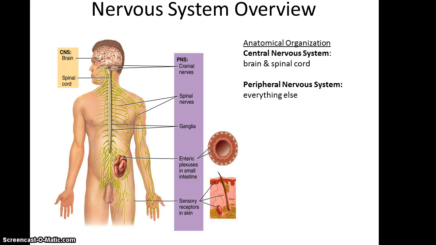So, the nervous system is divided up between the central nervous system, which is the brain and spinal cord, and the peripheral nervous system, which are all the nerves that come off of the brain and spinal cord and penetrate our body.